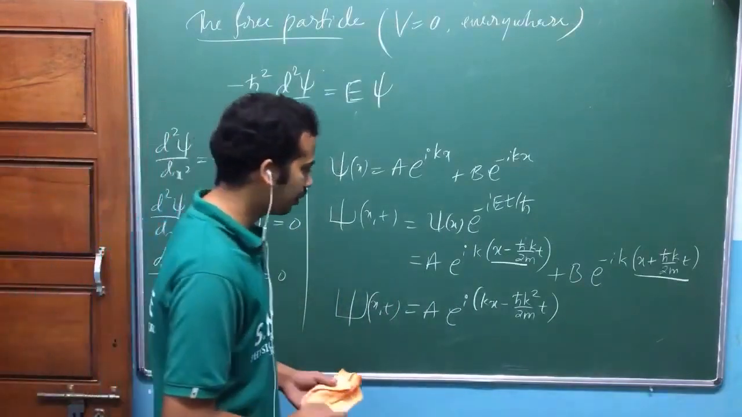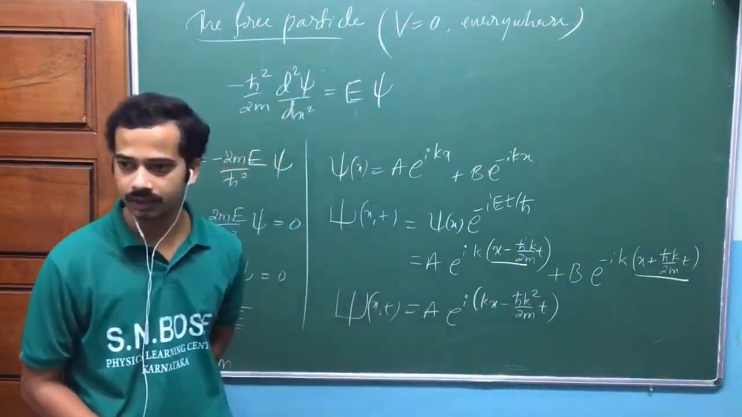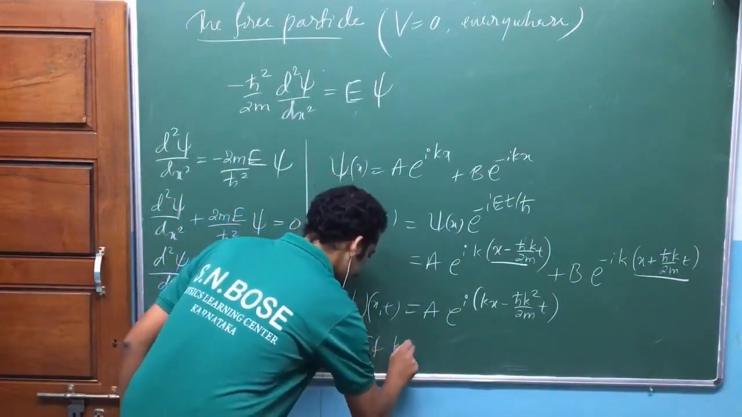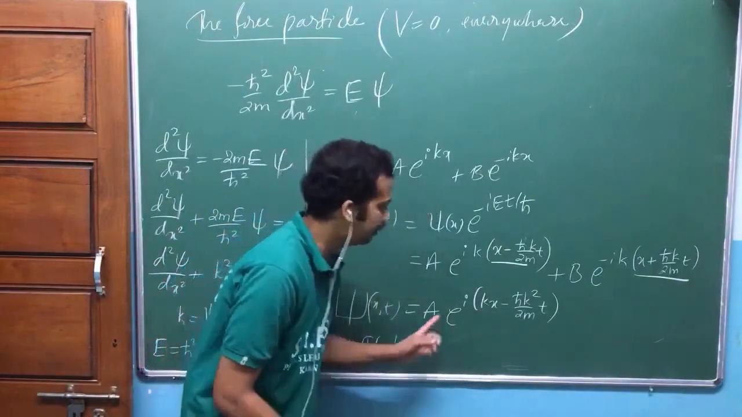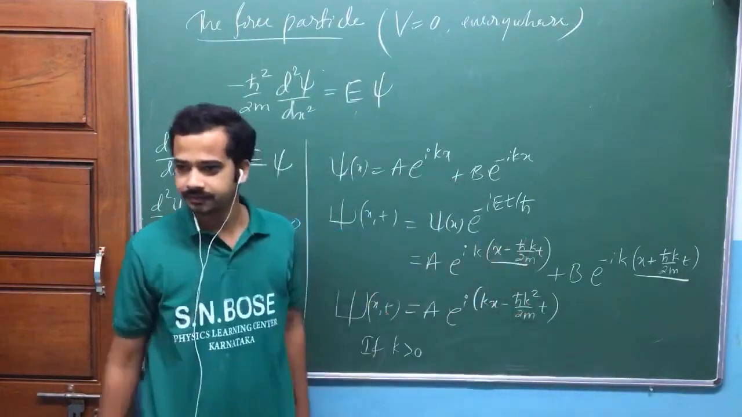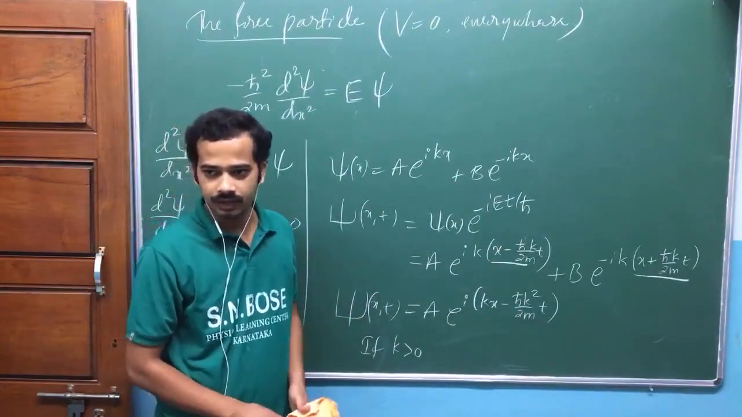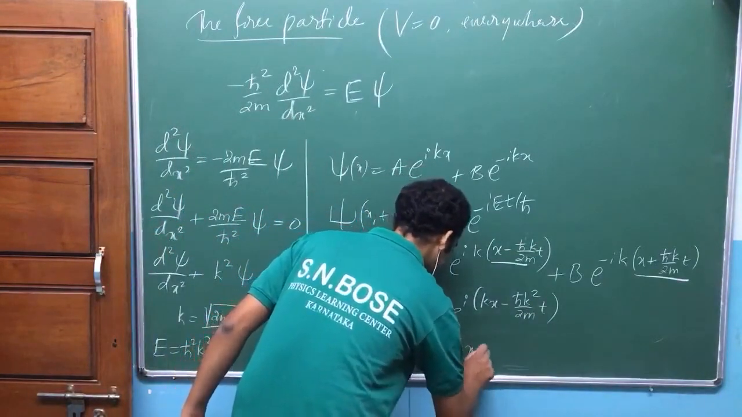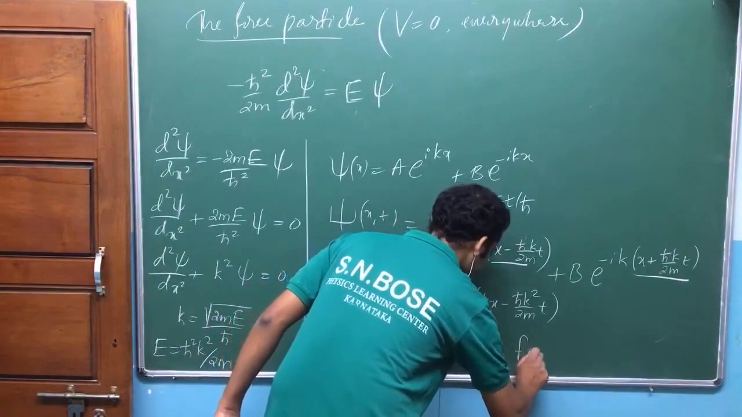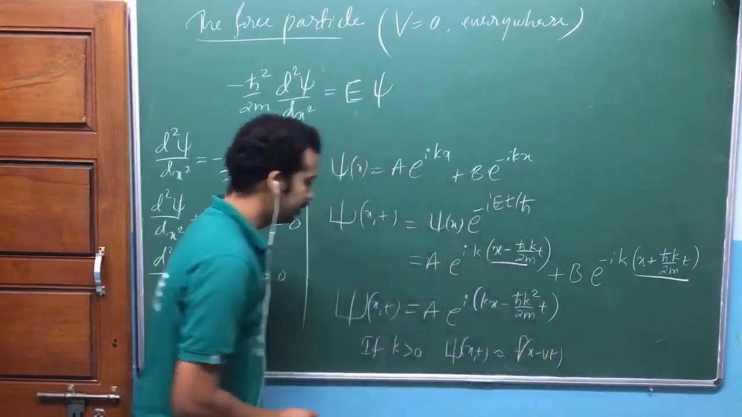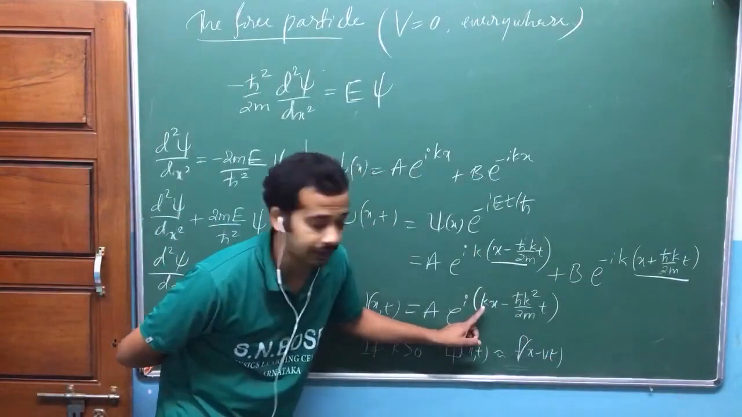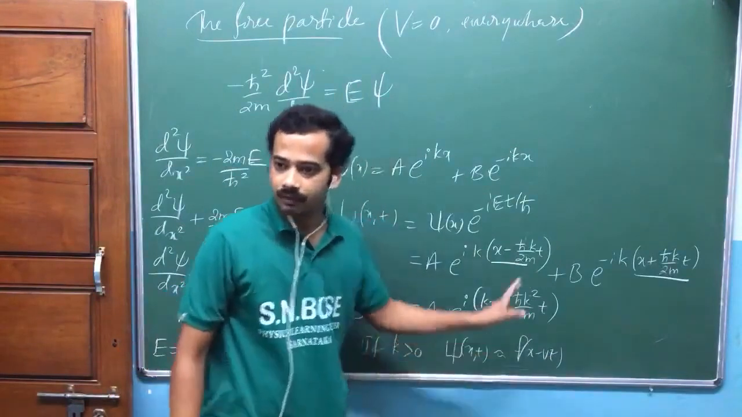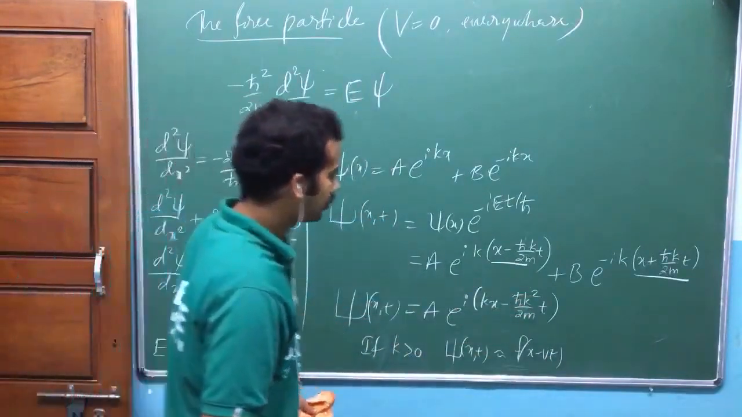Now you can ask the question, how will this represent both the wave traveling to the right as well as the left? Suppose k is positive. If k is positive, this will be a function of x minus vt. Then again psi of x comma t is of the order of f of x minus vt. If k is negative, what will happen? One negative sign, one more negative sign. You can take that negative sign outside. That will be a function of x plus vt. Is that okay?